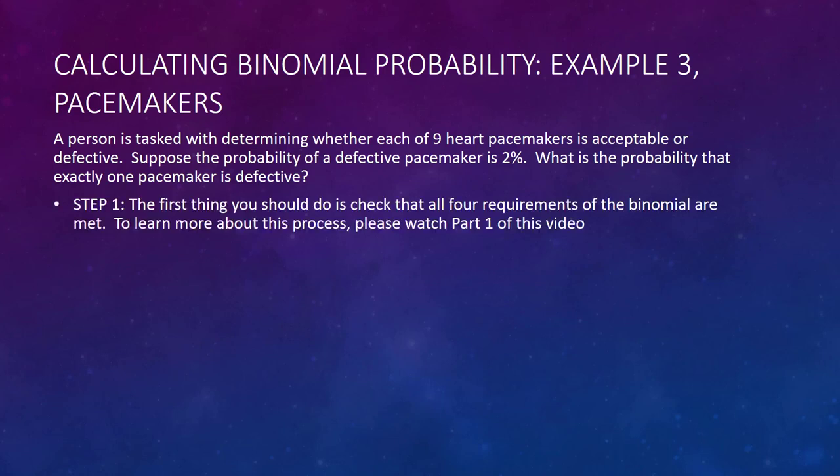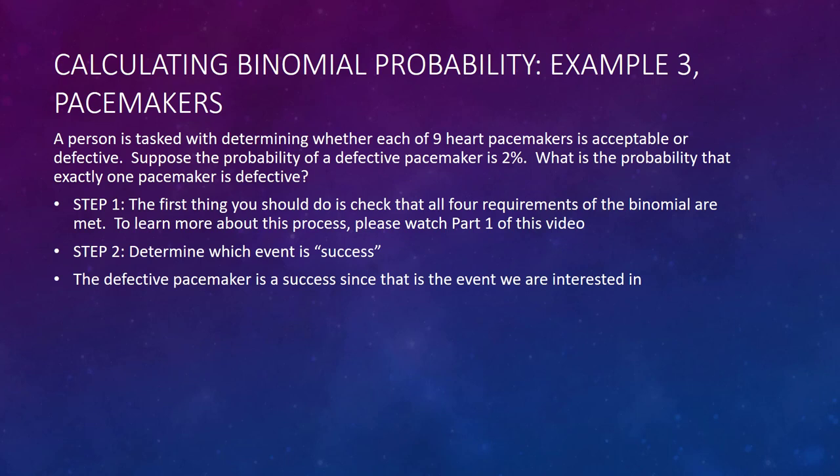Remember, the first thing you need to do is to check that all 4 requirements of the binomial are met. Then we need to determine which event we're calling a success. In this case, we're interested in the probability of a defective pacemaker, so that is how we will define success in this problem. Now let's go ahead and define our variables.